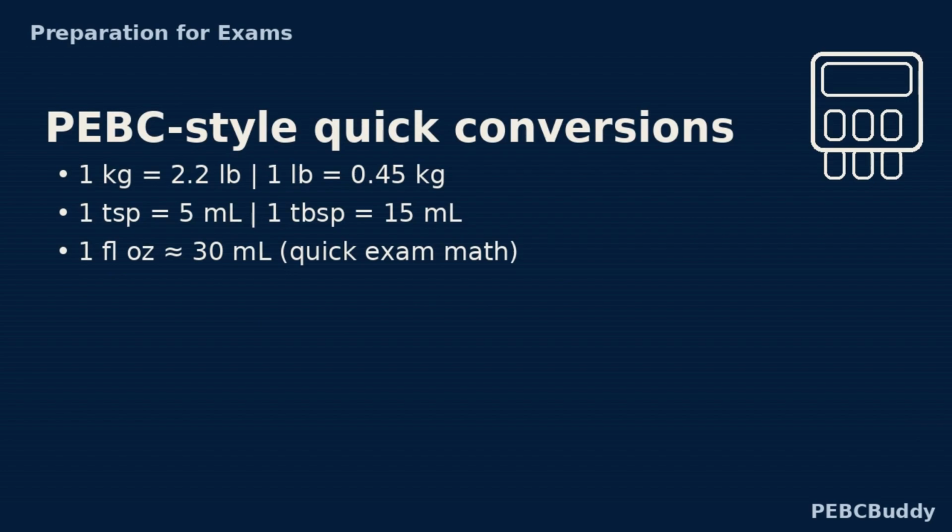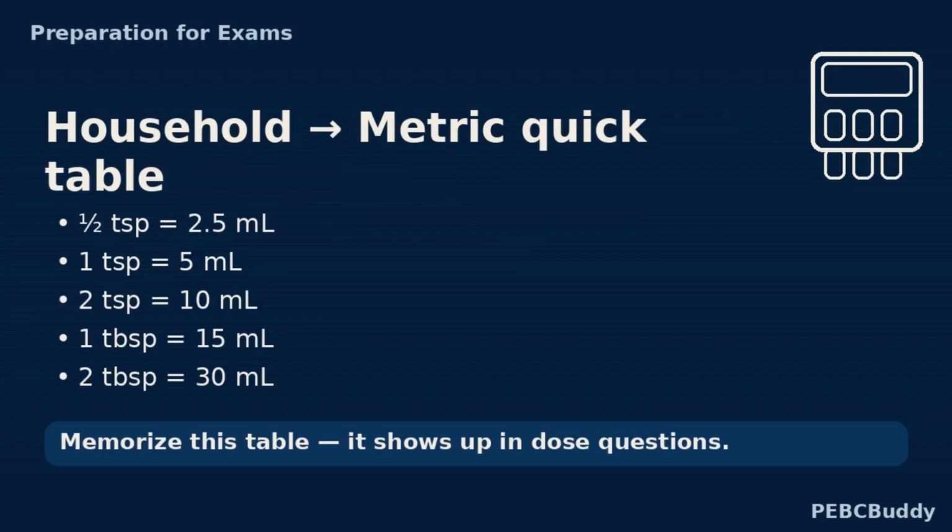Now we switch to high-yield conversions you must know for pharmacy calculations. Weight. 1 kilogram is almost equal to 2.2 pounds, and 1 pound is almost equal to 0.45 kilograms. For volumes, remember common quick values used in practice and exam math. Teaspoon, tablespoon, and fluid ounce conversions show up a lot. This table is gold. Memorize it.